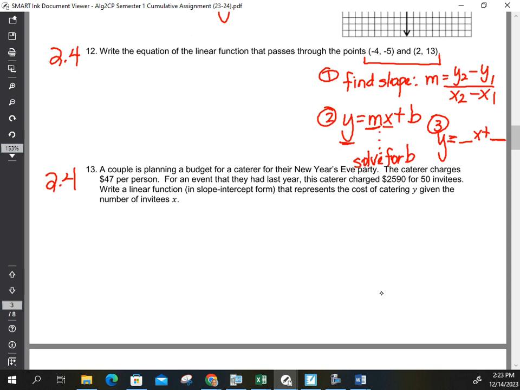13. So 13, word problem. Remember, 40% of your problems are word problems. Caterer charges $47 per person. That sounds like a rate of change, so that's a slope.